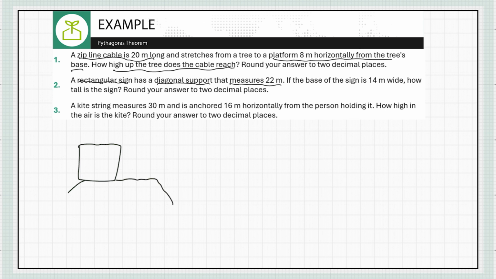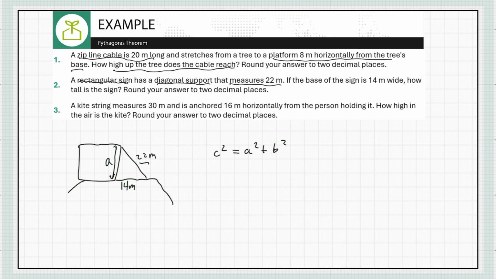Alright, now the diagonal support is 22 meters, and the base of the sign is 14 meters. How tall is our sign? So we're being asked, based on our diagonal support and how far back that diagonal support goes, how tall is our sign? So in this case, c squared equals a squared plus b squared is our Pythagoras theorem.